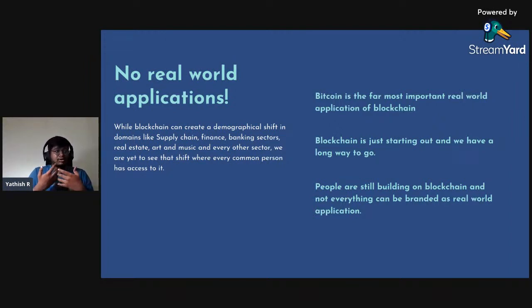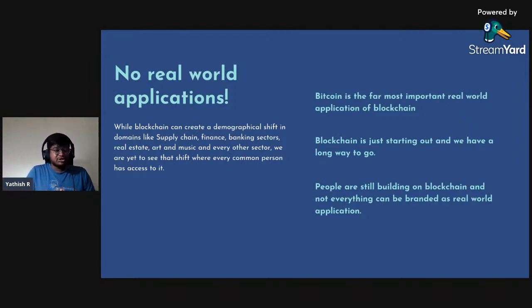There are not many applications out there like that except Bitcoin, because Bitcoin is being used even by common people. El Salvador, as we know, has legalized Bitcoin, where everybody is using Bitcoin and everything, right? The smaller organizations, the smaller shops are using Bitcoin. That is one of the real world applications according to me.